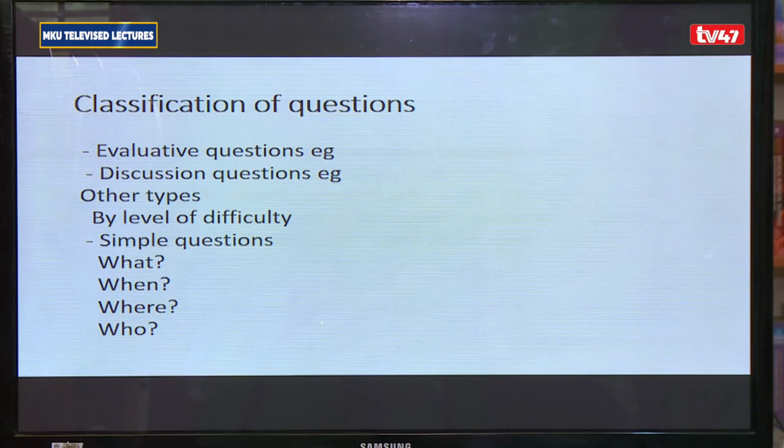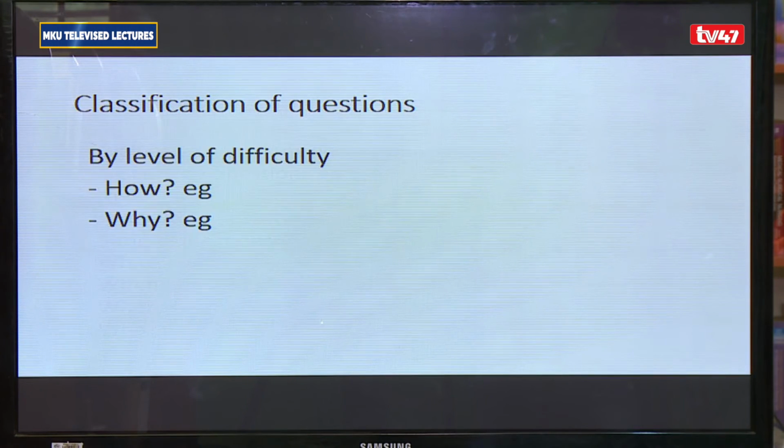Then we have other types of questions which we can classify by level of difficulty. We have simple questions. These simple questions start with words like what. What is the name of this? When? When did this event happen? Where? Where does this take place? Who? Who is responsible for this or the other? Those words denote simple questions.